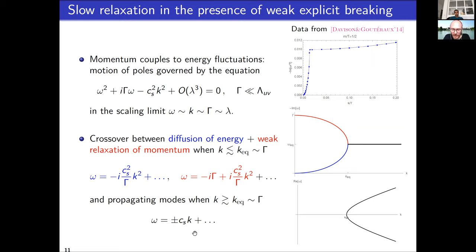The reason why this happens, again, you can understand on intuitive grounds. If you're looking at scales k which are bigger than the momentum relaxation scale, but still, of course, smaller than the UV scale, then somehow your excitations haven't really yet noticed that momentum relaxes. So the excitations are those of the system without any breaking of translations, with a weak perturbation. So this is just going to be sound. On the other hand, if you go to the longest wavelengths, so very small k compared to gamma, then the system is really probing the fact that momentum is relaxing. And so instead the effective theory is going to be energy diffusion and momentum relaxation.